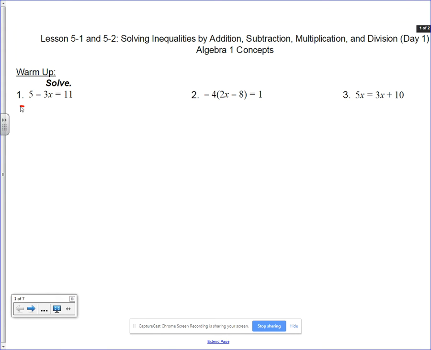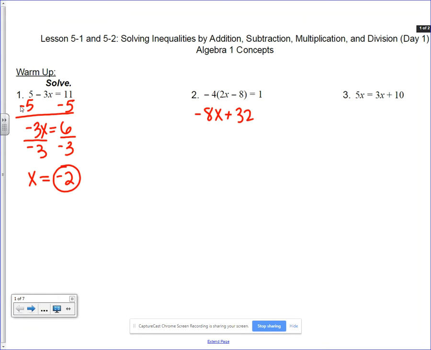So in number 1, the first thing we're going to get rid of is this 5. Please notice there's still a negative sign in front of that 3. So x is negative 2. Over here, we'll distribute first. Don't forget a negative times a negative is a positive there on that 32.